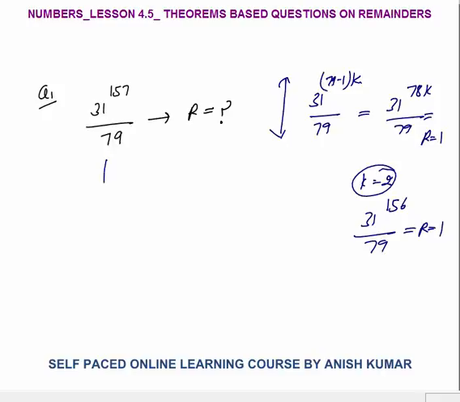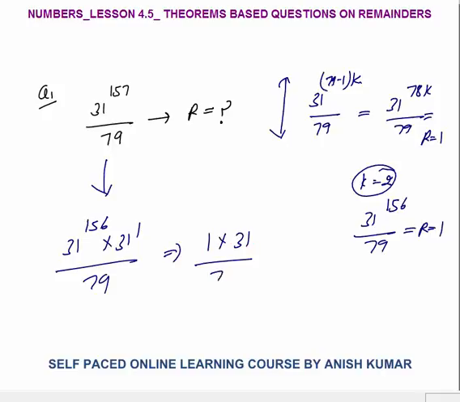So we will break 31 power 157 into 31 power 156 into 31 power 1, divided by 79. Now apply our basic concept, replace number with remainder. Now 31 power 156 by 79, here the remainder is 1. 31 by 79, the remainder is 31. So the final remainder is 31, and that will be your final answer.